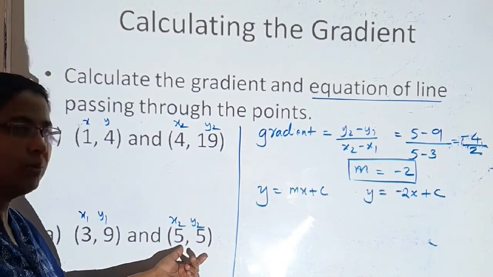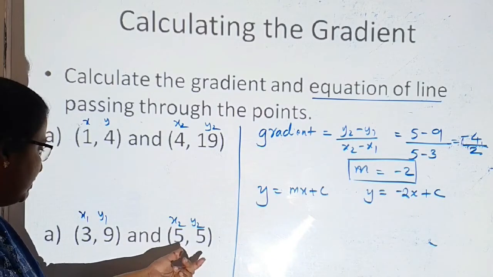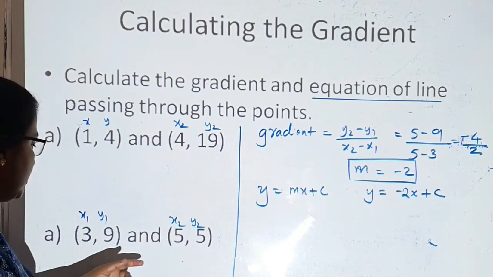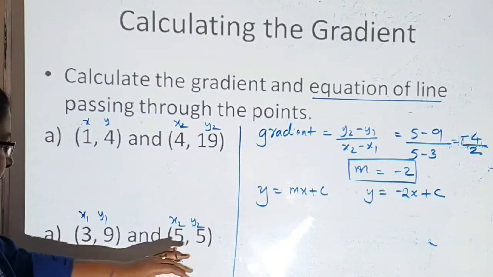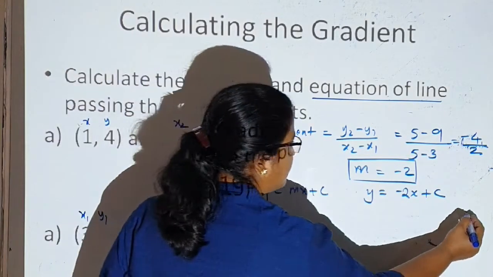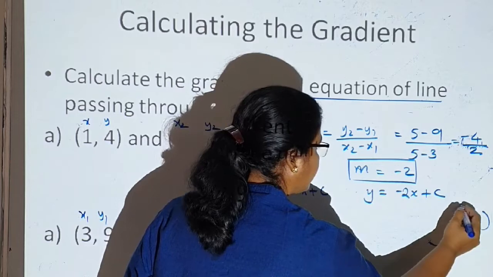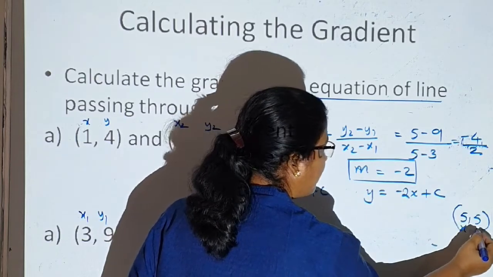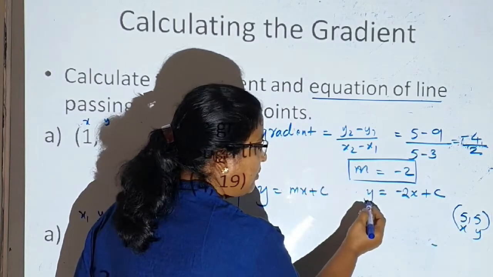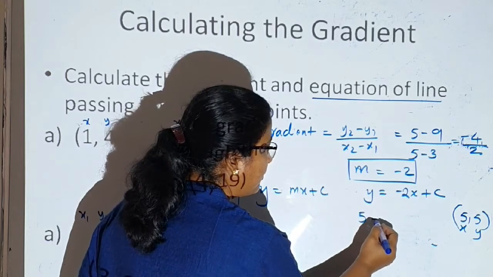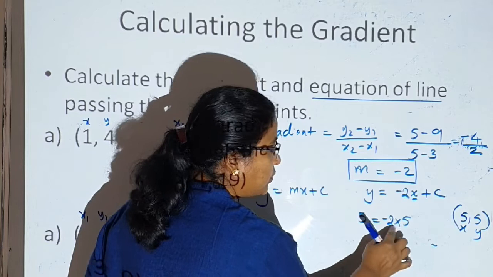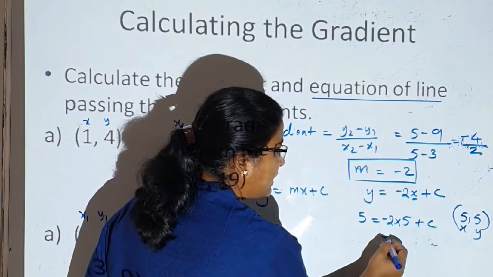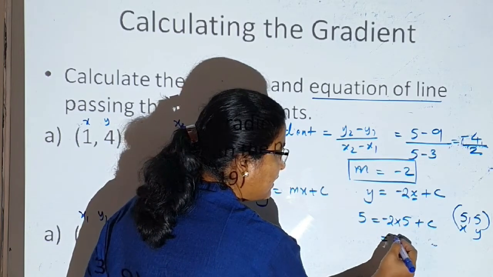Mostly we pick the point based on the numbers. If we choose the smaller numbers, (5, 5) is smaller than (3, 9). But you can pick the first one or the second one. I pick the second one in this case, (5, 5). So x is 5, y is also 5. I replace y by 5 and x by 5. So negative 2 into 5 is negative 10.